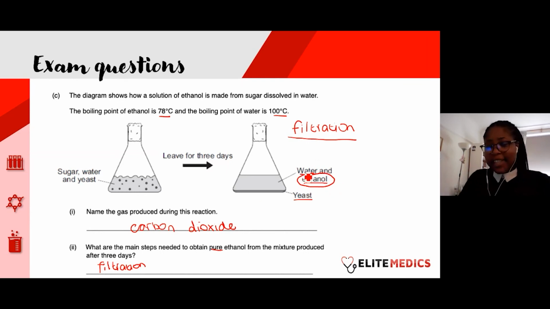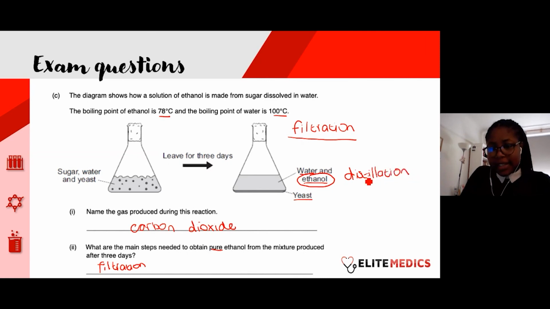The second step that you're going to need is to be able to separate out the water from the ethanol. And hopefully those of you who attended last month's session remember that if you want to separate out 2 liquids from each other, you can use a technique called distillation.